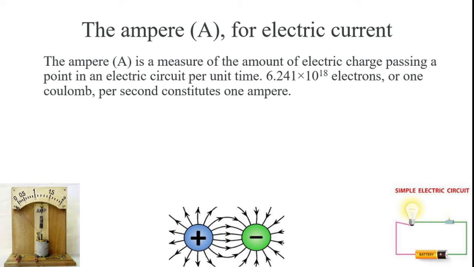And then the ampere for electric current. The ampere is a measure of the amount of electric charge passing a point in an electric circuit per unit time. 6.241 into 10 power 18 electrons, or 1 coulomb per second, constitutes 1 ampere, which is known as 1 ampere.